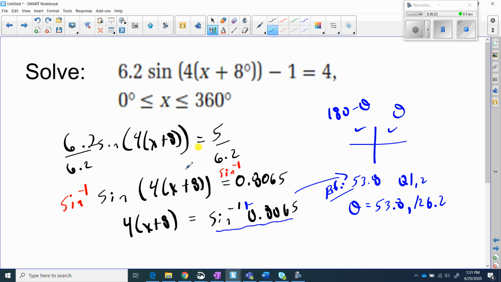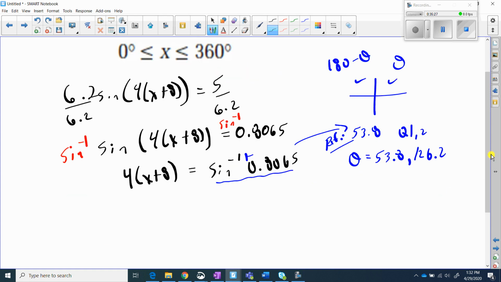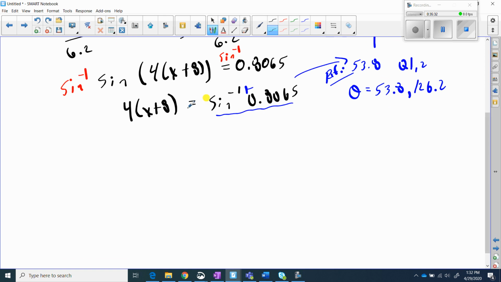That's going to generate two equations here. 4x plus 8 could be 53.8, or it could be 4x plus 8 equals this other angle. That's the other possibility. Solve for x. Divide both sides by 4.